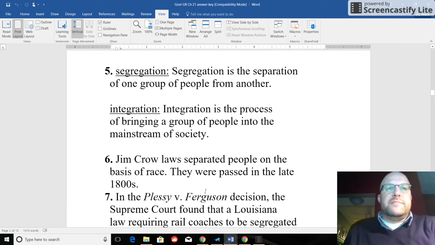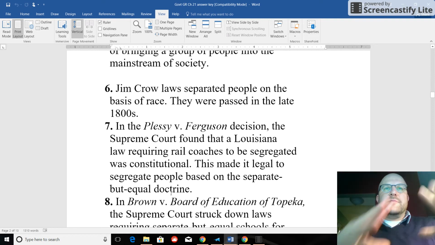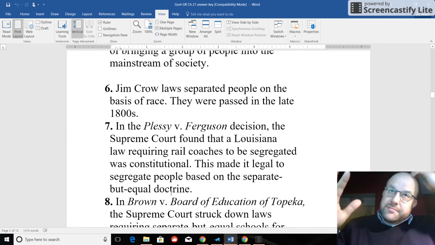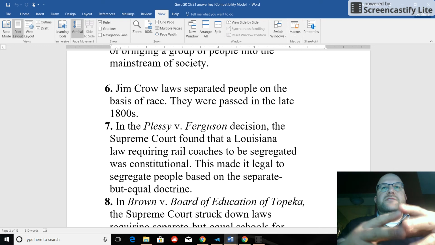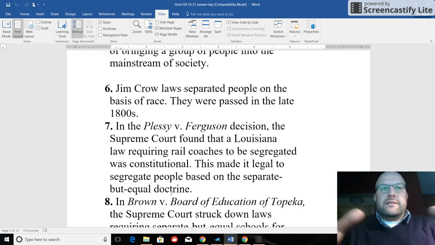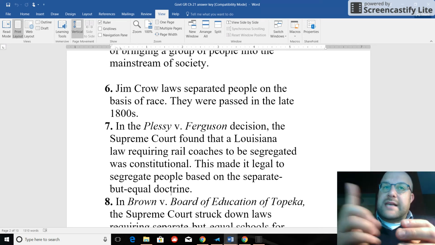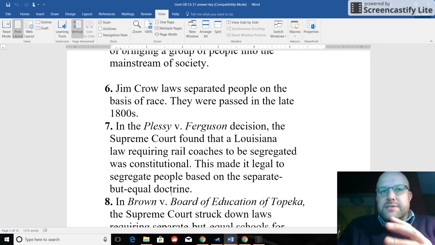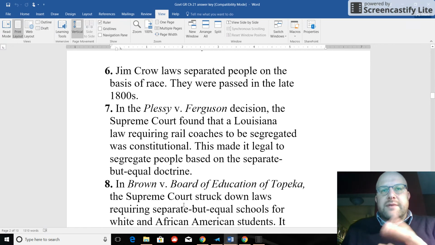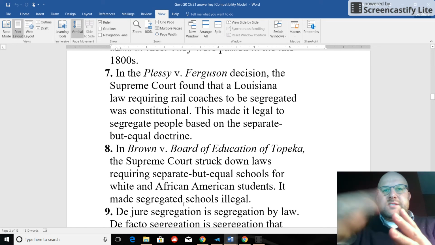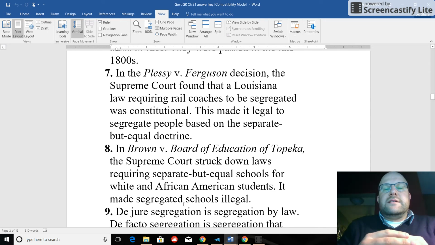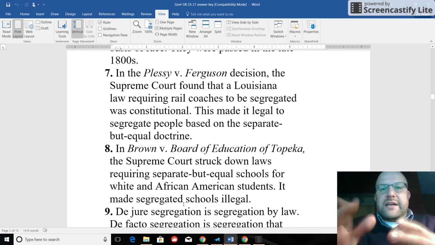Jim Crow laws separated people on the basis of race, passed progressively in the late 1800s, if you remember, especially dealing with that separate but equal doctrine, which was upheld by the Supreme Court in the case of Plessy versus Ferguson in the late 1800s, which basically said that a Louisiana law requiring rail coaches to be segregated was constitutional. So separate but equal was the law until 1954, the first major case that really dealt with the idea of substantive due process, or making sure that laws that dealt with the Bill of Rights were constitutional.